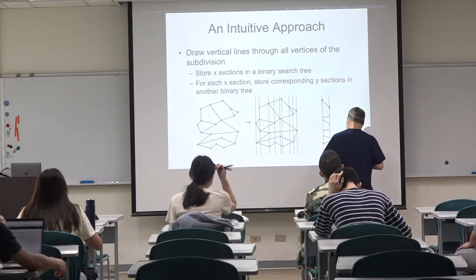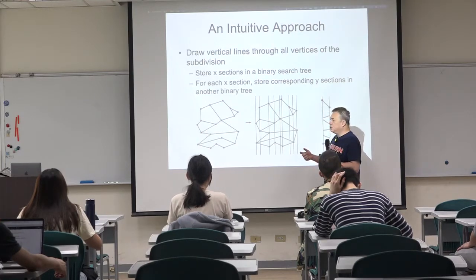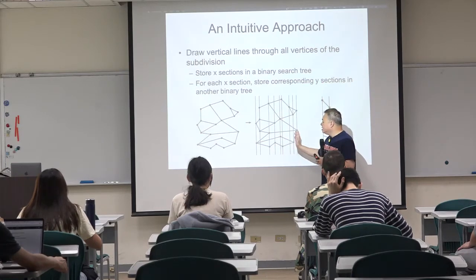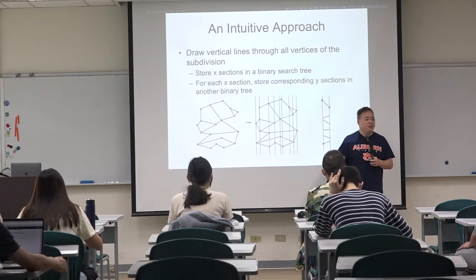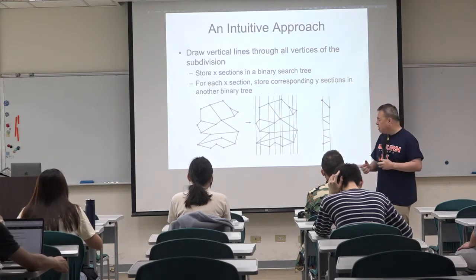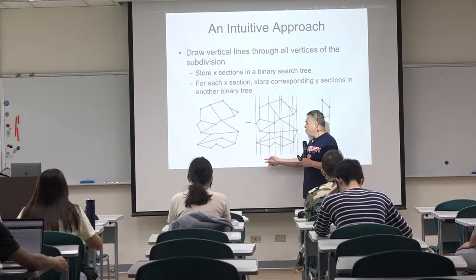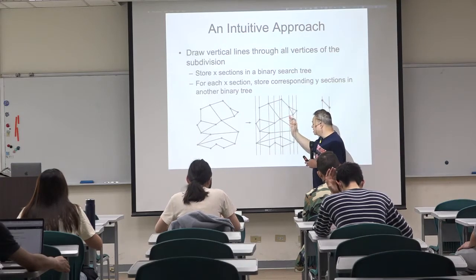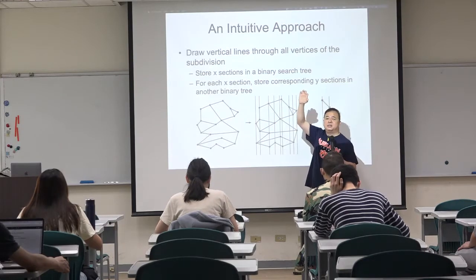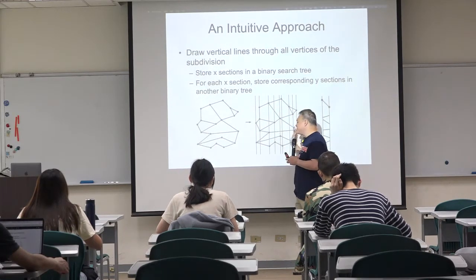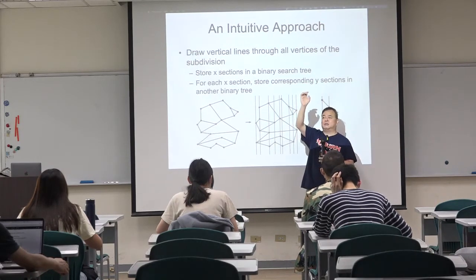Based on this number of slabs, you can certainly represent the left and right relation of all these slabs by a binary search tree, where each leaf node will point to one of the slabs, and the internal node will store the middle line that breaks this slab into two roughly equal halves. So that's the middle line.